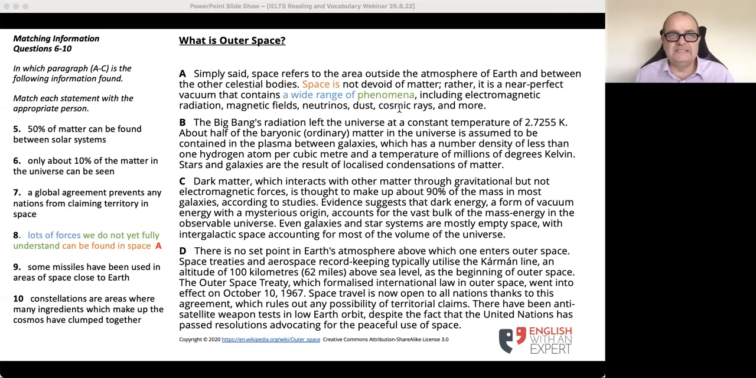We've got a D. Are we back on form? Let's have a look. Yes. Okay, so it's a bit easier. We're repeating one of the paragraphs. The information is right at the end there. You know, some missiles are being used in areas of space close to Earth. Missiles, weapon, low Earth orbit, close to Earth. Good. Finally, number 10.